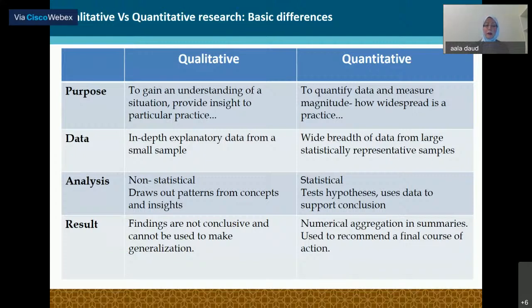In terms of the results or the outcomes of these two different research methods, for the qualitative, the findings are not conclusive and cannot be used to make generalizations. However, for the quantitative, there's numerical aggregation in summaries, and it's used to recommend a final course of action. So it could be more generalized.